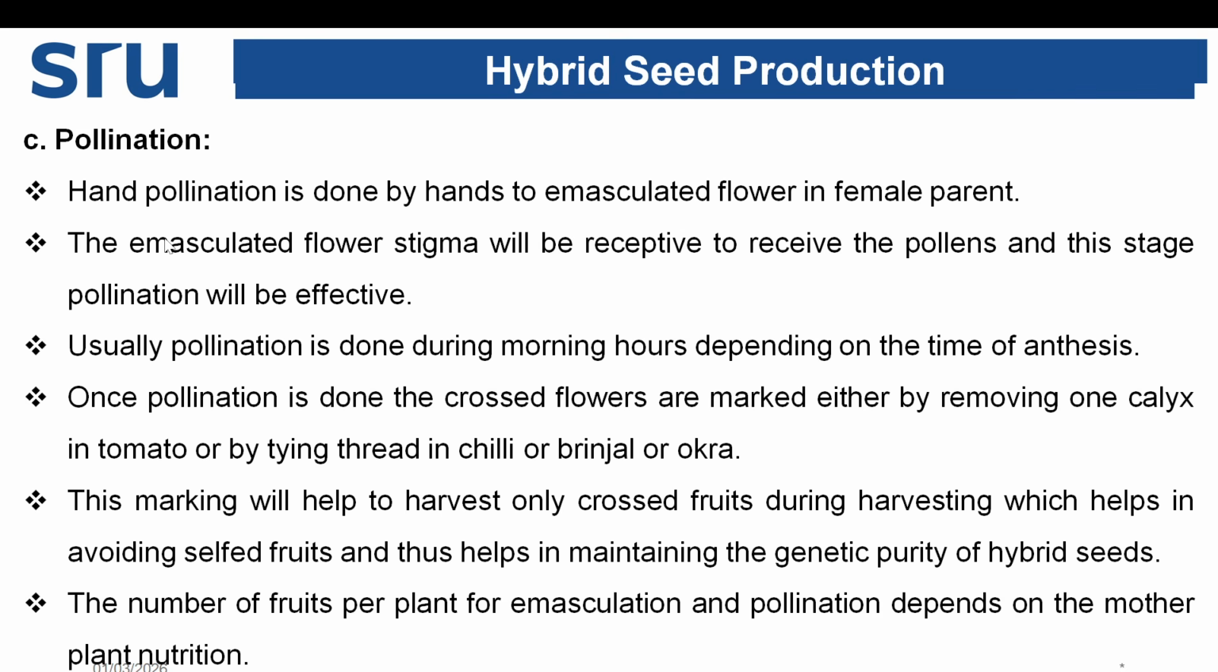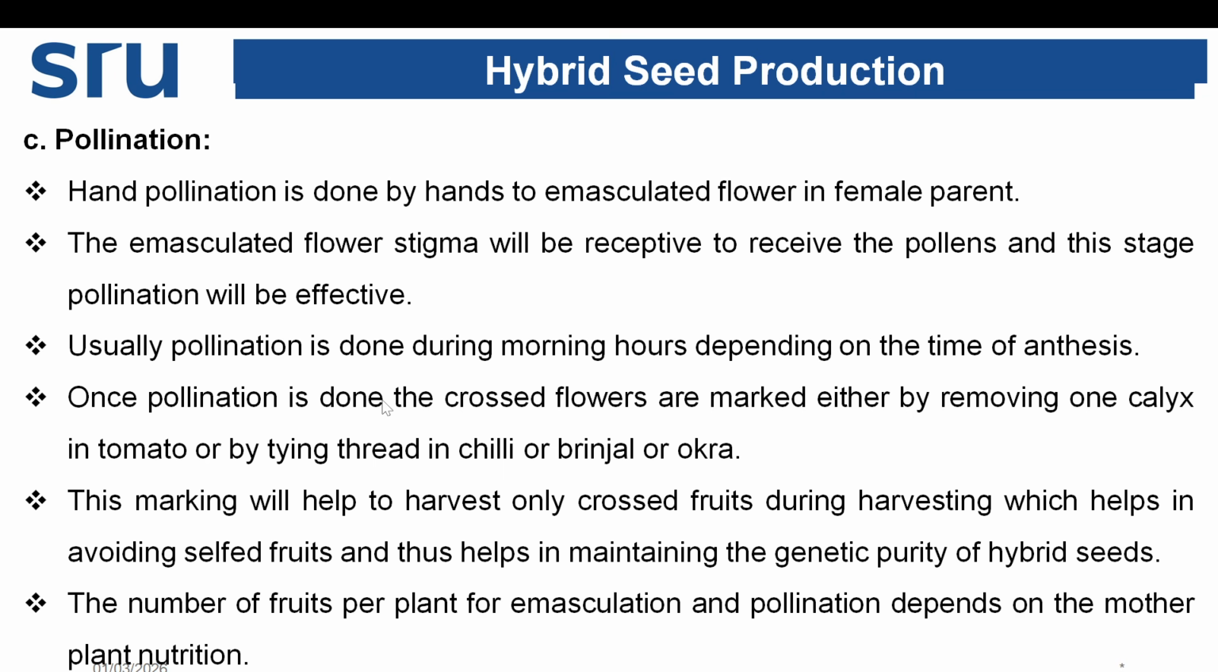Then the third step, after collection of pollen, that is pollination. So hand pollination is done by hand to the emasculated flower in the female parent. The emasculated flower stigma will be receptive to receive the pollen, and at this stage pollination will be effective. Usually pollination is done during morning hours depending on the time of anthesis.